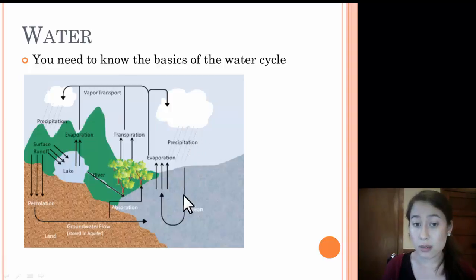What is precipitation? What is evaporation? What is percolation? You should know all those steps and the order that they happen in. I want to point out a couple of key points here.